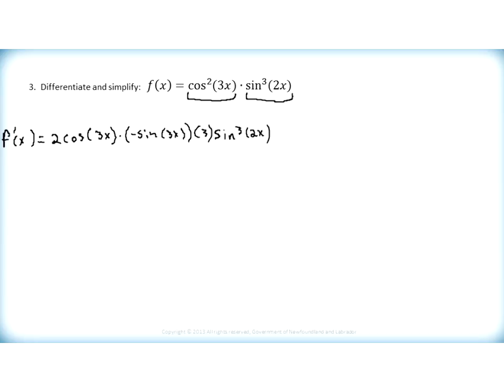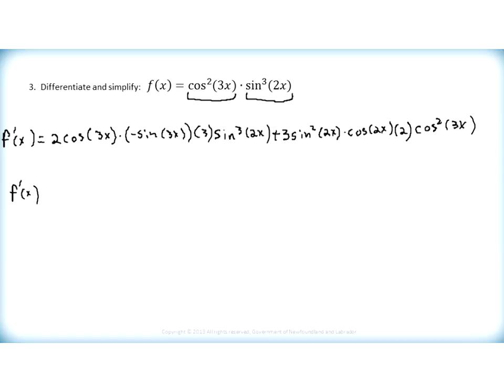Then to all of that, I have to add the derivative of the second part multiplied by the first part. So that's going to be 3 sine squared of 2x multiplied by cosine of 2x for the next layer in. And then the next layer in there will be a 2. And then I multiply all of that, which is my derivative, by the first function, which was cosine squared of 3x. So I've got cosine squared 3x there. Gross.